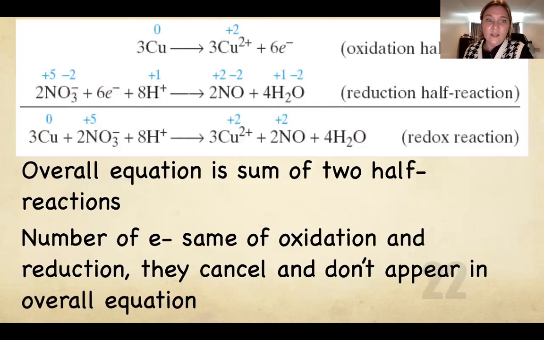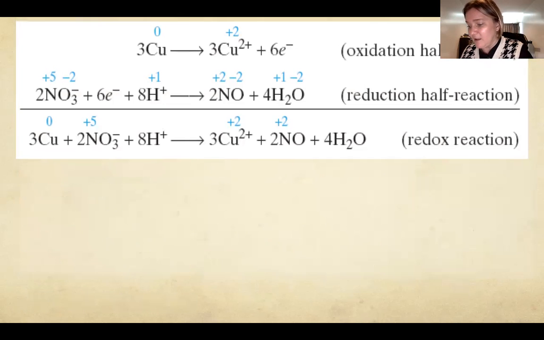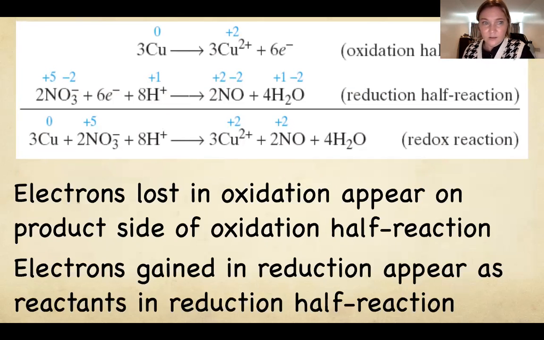So the overall equation is the sum of the 2 half reactions. At the end, the number of electrons has to be the same for oxidation and reduction. So if you lose the same number of electrons that are gained, they will not appear in the overall equation. So you can see from this balancing, you've got 6 electrons here and 6 electrons there. That's what has to happen. So they would cancel.